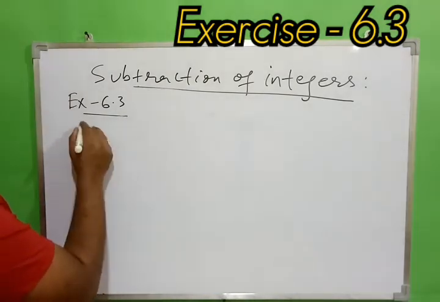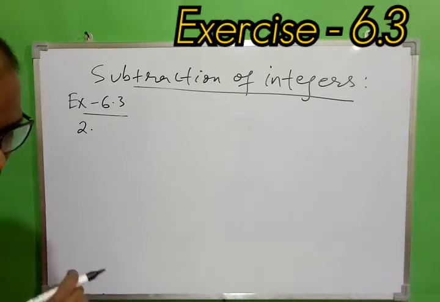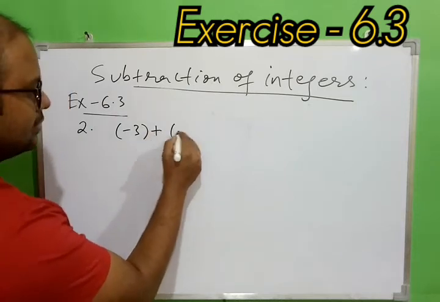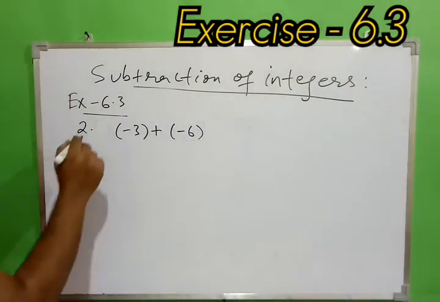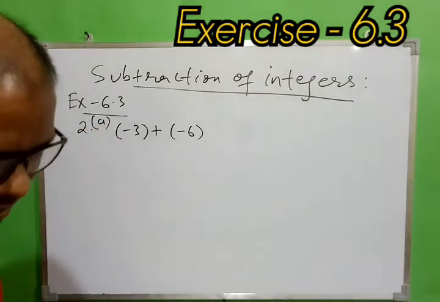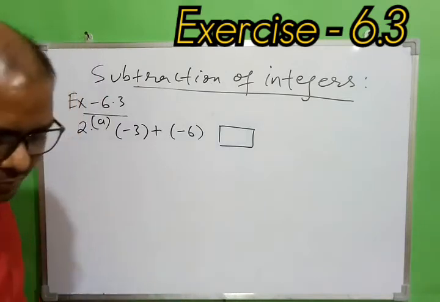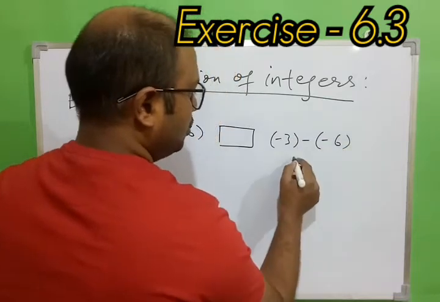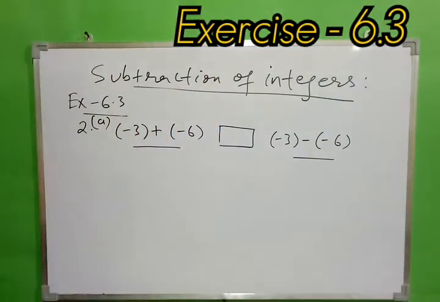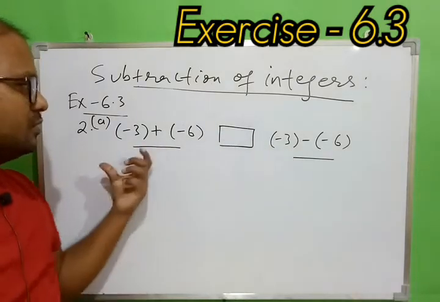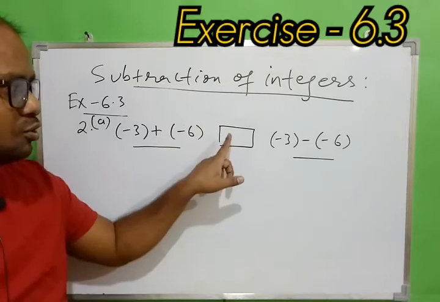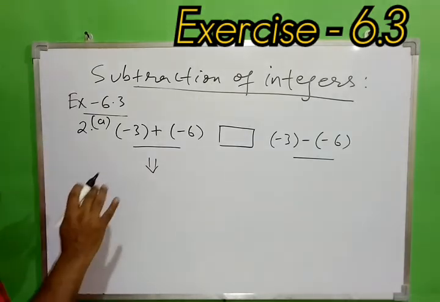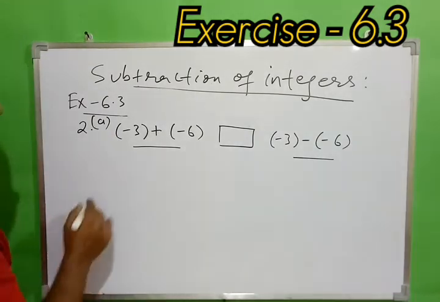From number 2, it is given we have to compare. So minus 3 plus minus 6. So I'm taking the 2a part. Okay, and then we have to compare which number will be greater. So we have to compare both the sides. So very first we need to solve this, and we have to see which will be the greater one, this side or this side, that is to be filled here. So very first let's try to solve this part.